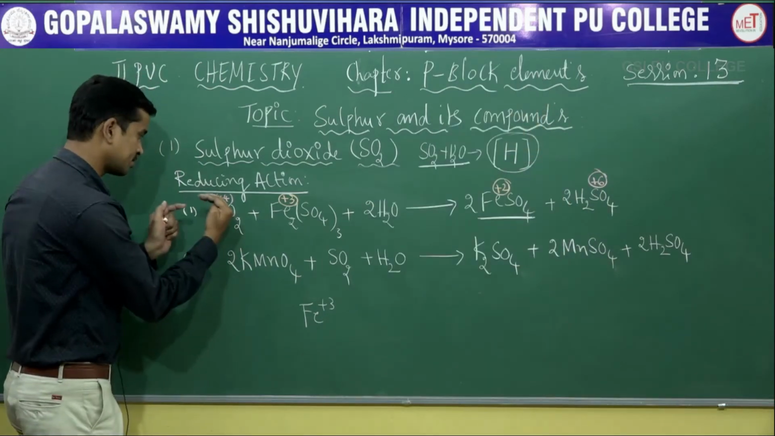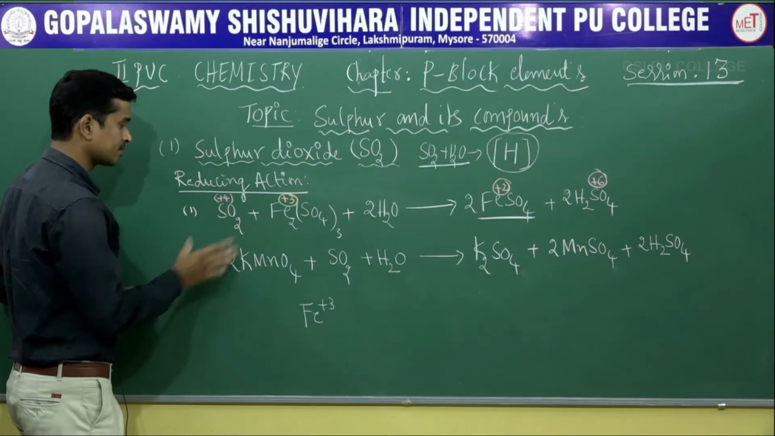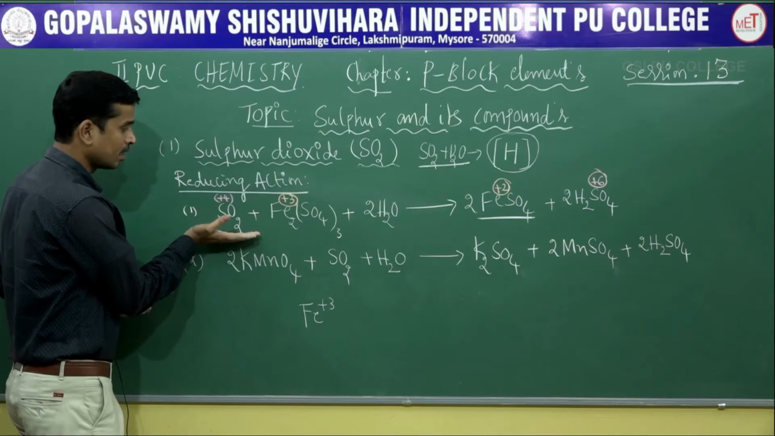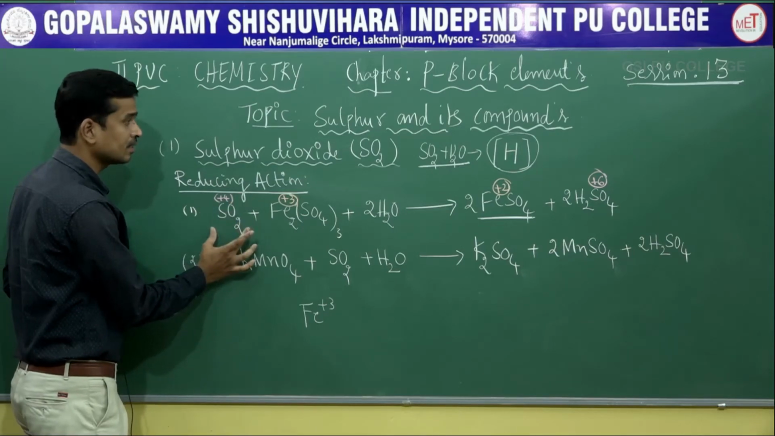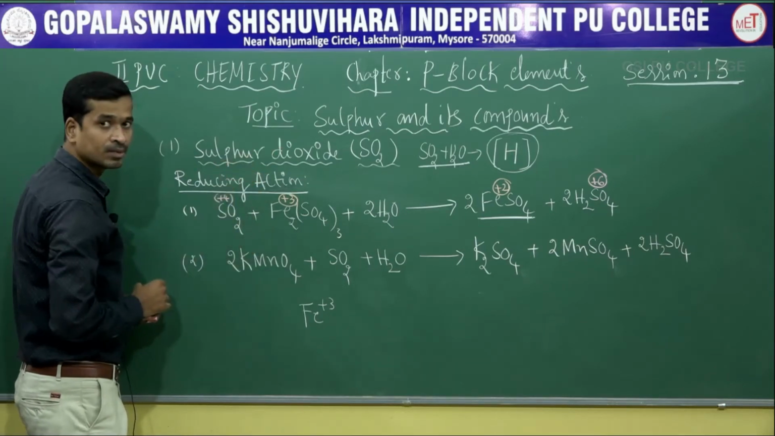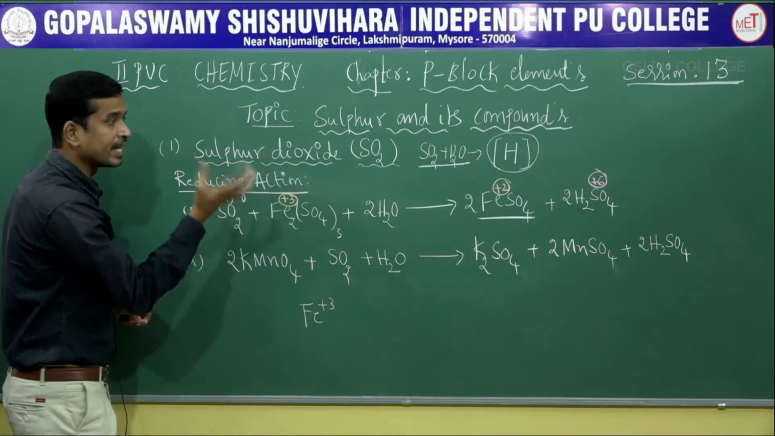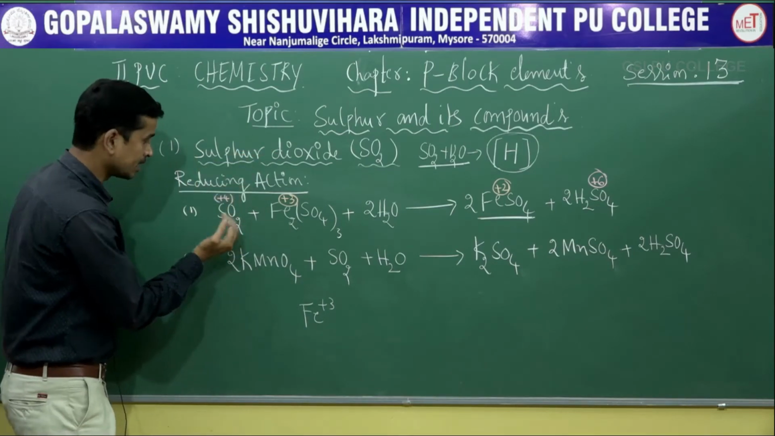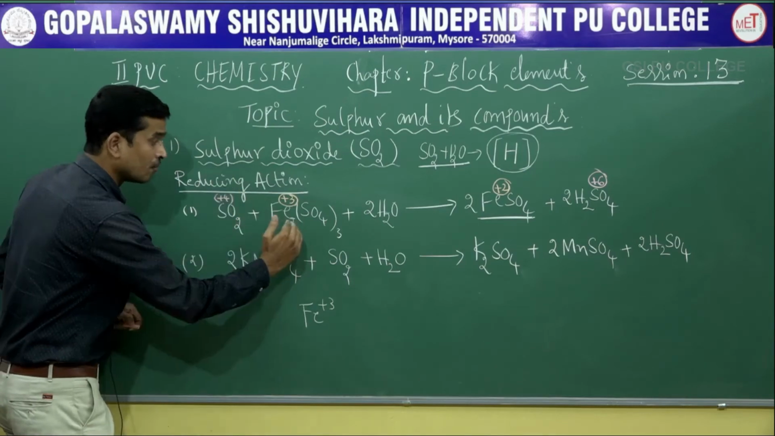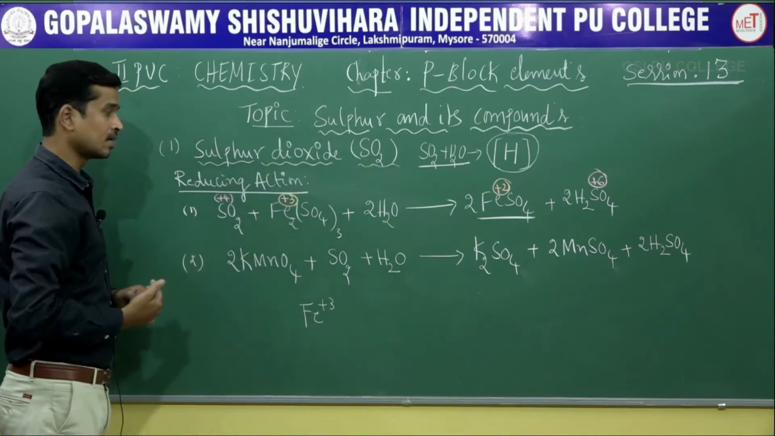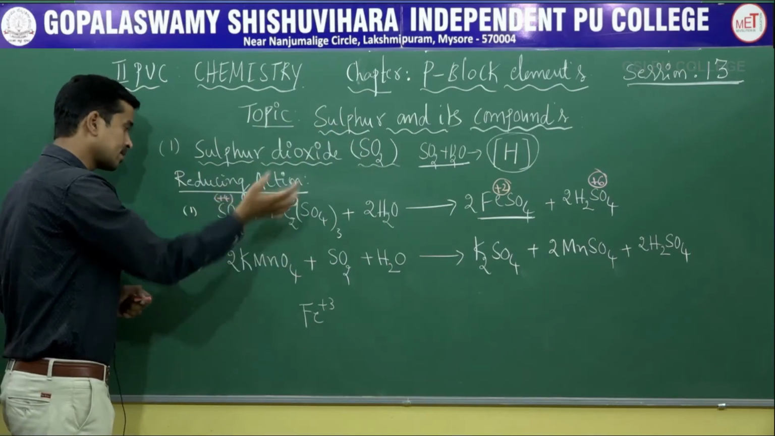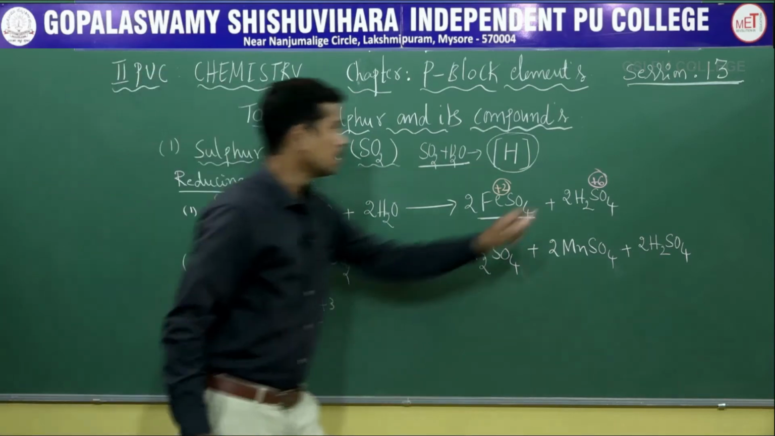That is the first reaction of sulfur dioxide. It acts as a reducing agent in the aqueous medium due to liberation of nascent hydrogen. It reduces ferric salt to ferrous salts and itself oxidizes from +4 to +6.